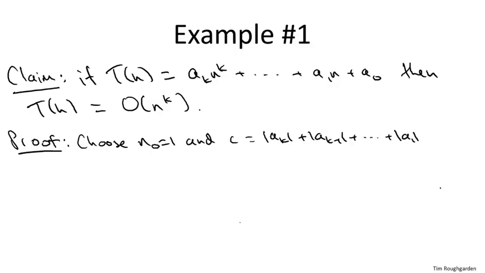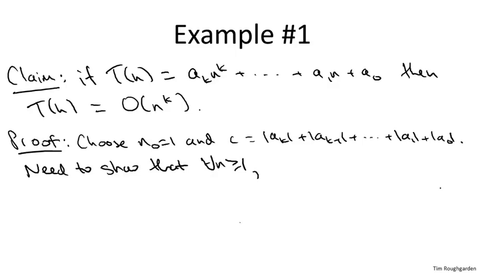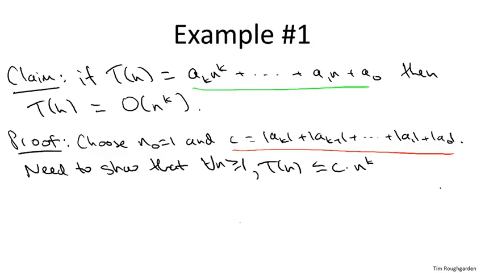Remember, I didn't assume that the original polynomial had non-negative coefficients. So I claim these constants work in the sense that we'll be able to establish the definition of big O notation. What does that mean? Well, we need to show that for all n at least 1, because remember we chose n_0 equal to 1, T of n, this polynomial up here, is bounded above by c times n to the k, where c is the way we chose it here, underlined in red.